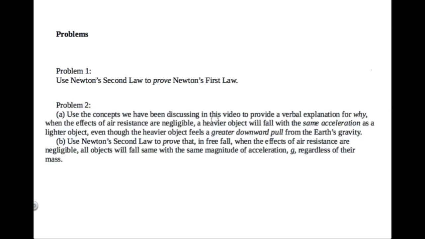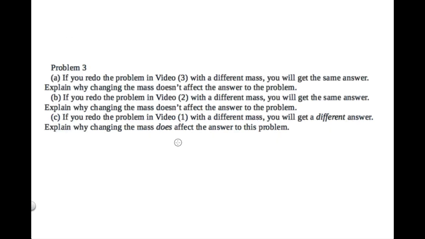Use the concepts we've been discussing in this video to provide a verbal explanation for why, when the effects of air resistance are negligible, a heavier object will fall with the same acceleration as a lighter object, even though the heavier object does feel a greater downward pull from the Earth's gravity. And part B, use Newton's second law to prove that in free fall, when the effects of air resistance are negligible, all objects will fall with the same magnitude of acceleration, little g, regardless of their mass. And here's one more problem for you to try.